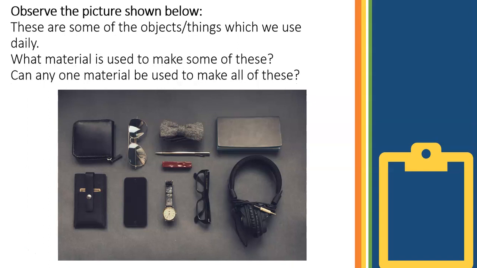My dear students, observe the picture shown below. These are some of the objects or things which we use daily. What material is used to make some of these? For example, if you see a pair of glasses, the inside material is glass and the frame can be of metal or plastic.